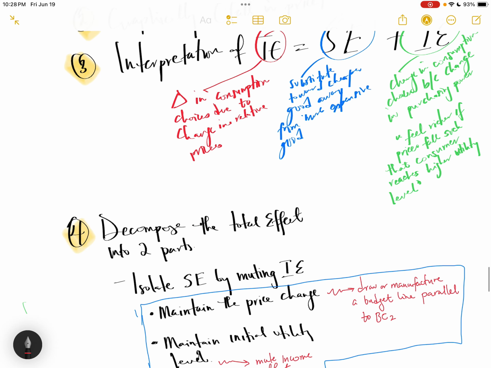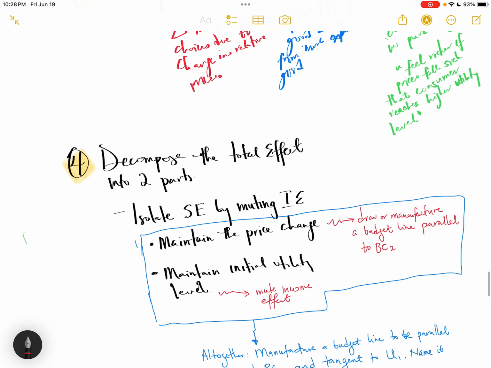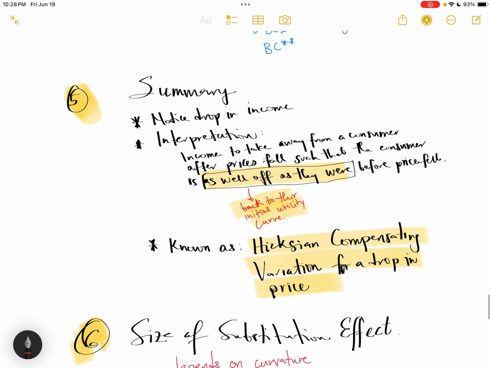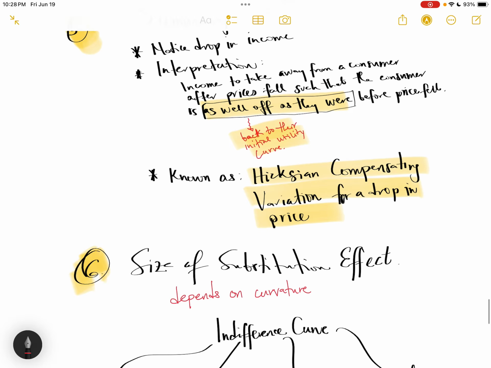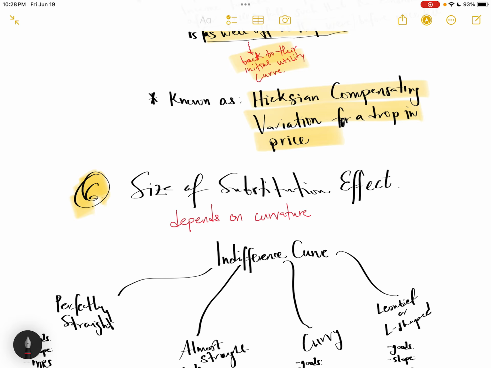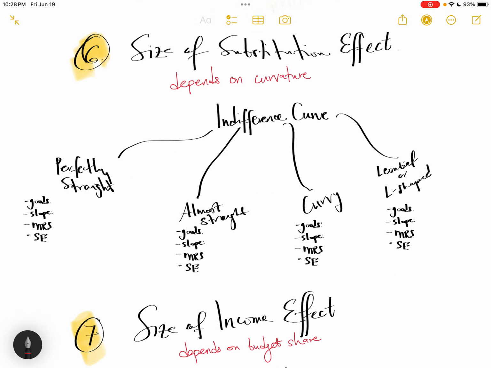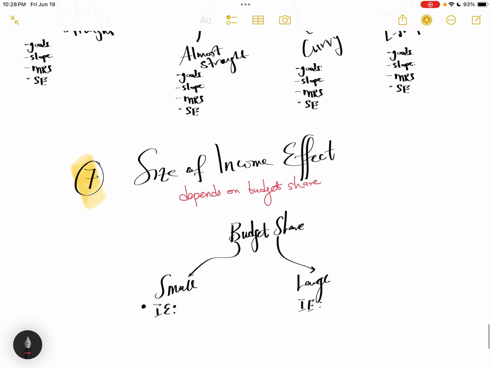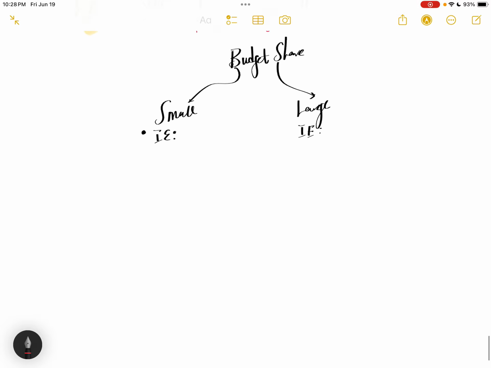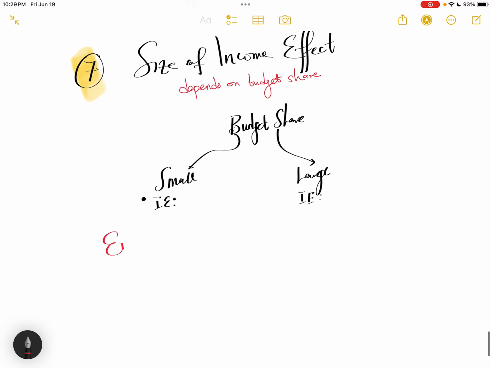We will try to decompose the total effect into two parts, and as you can see, I did some work so that this one goes fast. And then we'll summarize what we are doing. I'll jump into that later. Item 6, we'll see that the size of the substitution effect depends on curvature, and I've done some work and we'll get through this. And we'll see that the size of the income effect depends on the budget share, and we will bring things to an end.